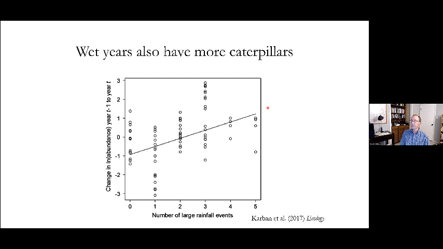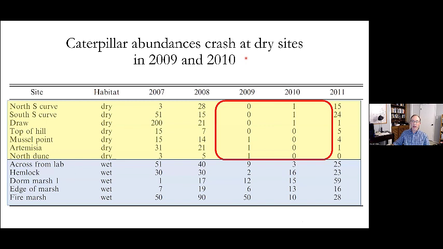And then we also observed fairly early on that some of the sites crash in the numbers of caterpillars. The numbers of caterpillars per shrub goes down actually to zero, and we cannot find any caterpillars at those sites in some years. There appears to be a local extinction. So these dry sites in yellow here at the top of the table experienced extinctions in 2009, these ones in 2010. These wet sites at the bottom did not experience extinctions.